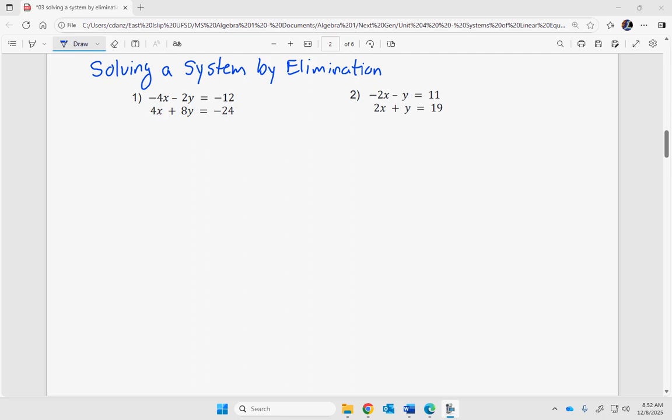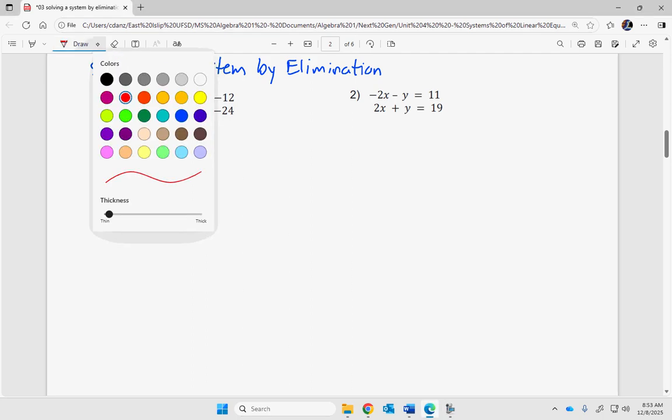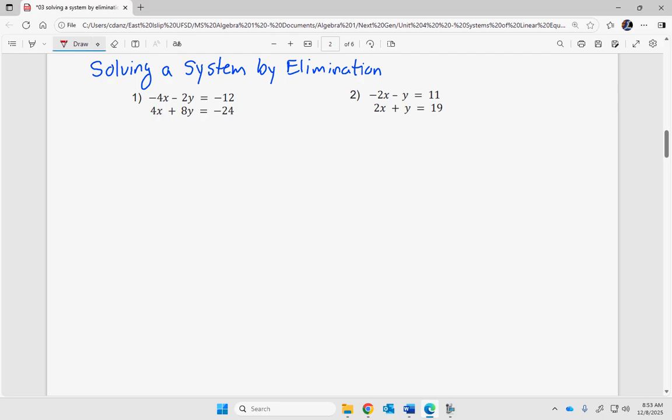So to solve a system by elimination, there are some things that need to be present in the system. We need to have the x's and the y's, the equal sign, and the constants all lined up. So in number 1, everything is lined up. In number 2, everything is lined up. And notice that the x's and y's are on the left side of the equal sign and the constants are on the right. So that's how we want it to look for solving by elimination.